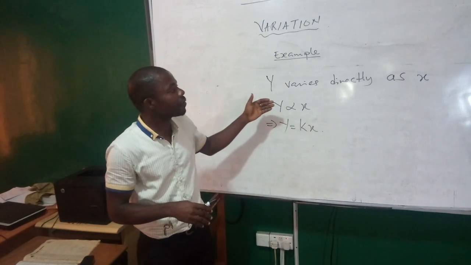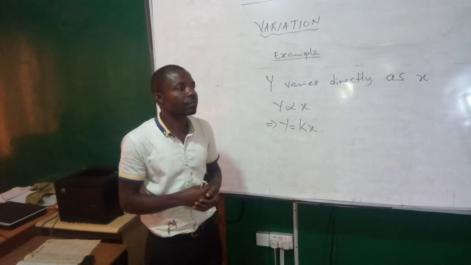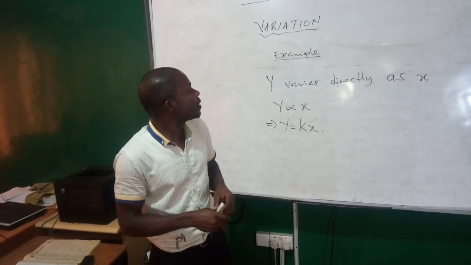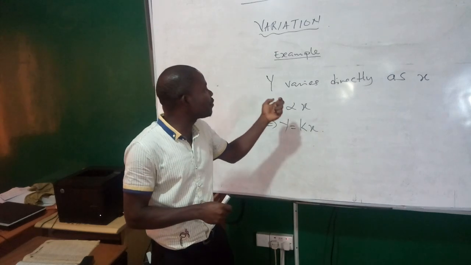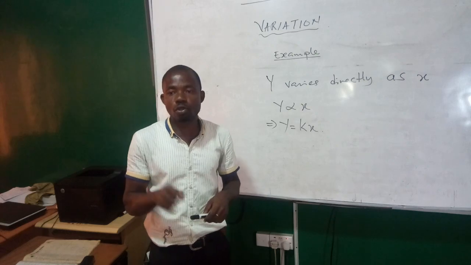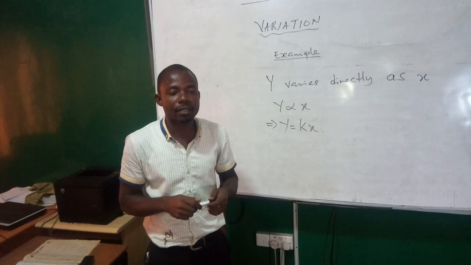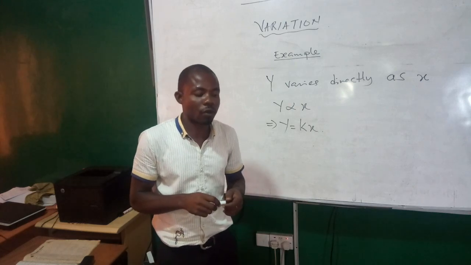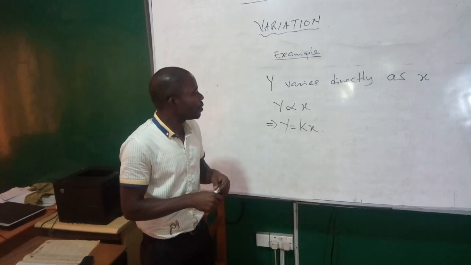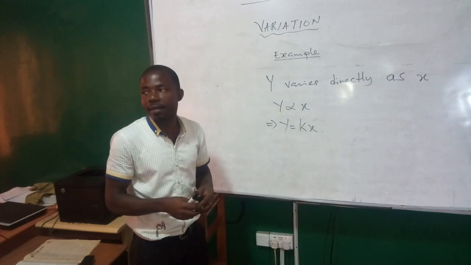We also gave examples on the direct. Then we looked at how to write variation questions or direct variation questions mathematically and symbolically as well. We also looked at the constant of variation or the constant of proportionality. And we looked at how to introduce the K in our statement.